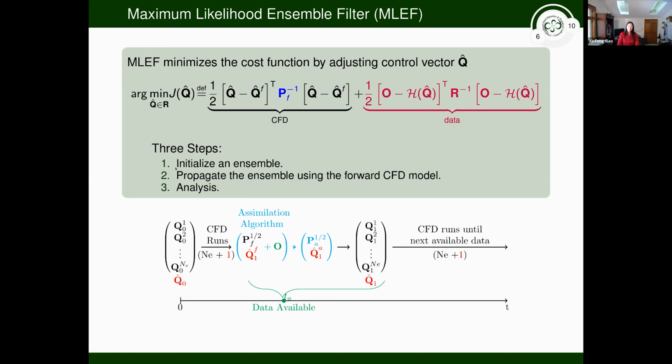For the ensemble method, you first initialize an ensemble, and then use your numerical model to propagate to a point where there's data available. When data is available, you apply the data simulation algorithm to find the optimal state. The optimal state will be reinitialized for the forward model. You continue until the next available data point. So this is the data simulation algorithm we're using.